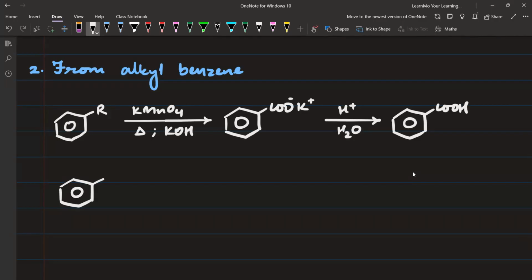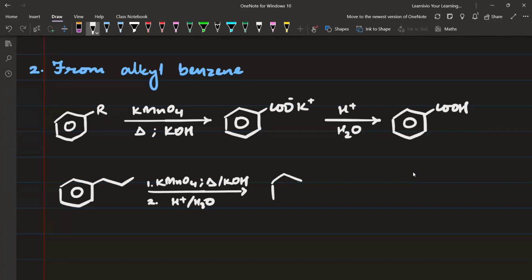This alkyl group could be of multiple carbons. First technique. The second step, you will have to add H plus in the presence of water. This will also give you the same thing, that is benzoic acid. And even if you have only one carbon atom, that is going to give you benzoic acid.